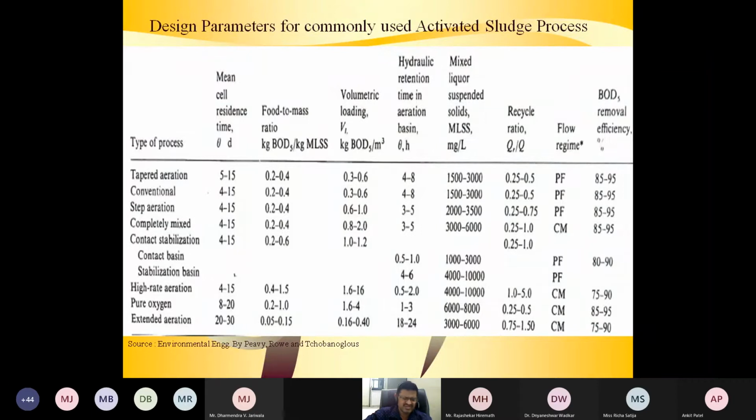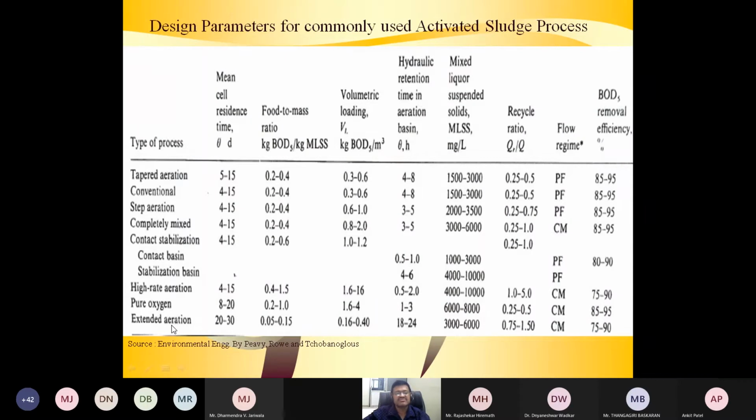It is costlier, but that is also one system, and it has to be somewhat closed, not very open, because all the oxygen that we give will go out. We don't even have enough oxygen for our corona patients, so giving pure oxygen to this is not affordable either. Some countries are doing it, or it can be done for a small amount of wastewater, but it is not practically feasible for a very large wastewater treatment plant. And then comes the extended aeration.